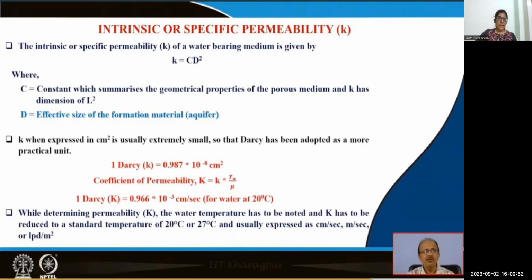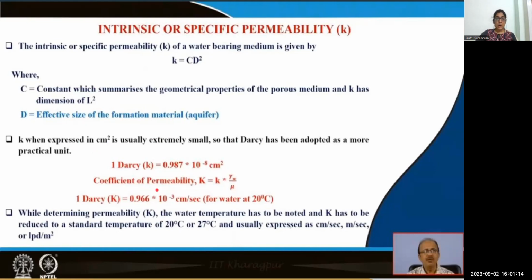Now, small k, the intrinsic permeability, is usually expressed in terms of centimeter squared. In order to make it a more practical unit, Darcy provided a unit called the Darcy for k, which is equal to 0.987 × 10^-8 centimeter squared.